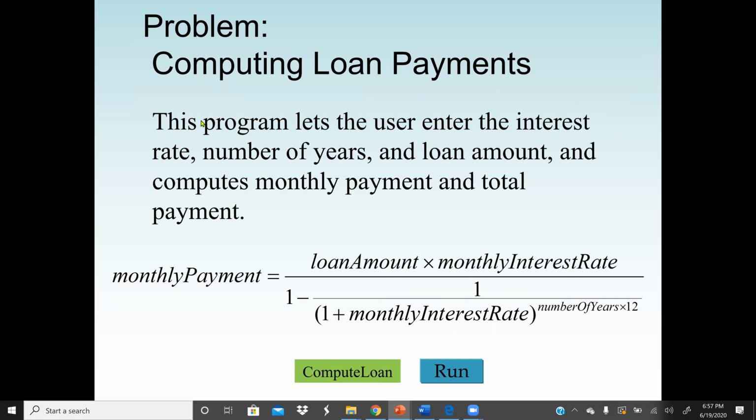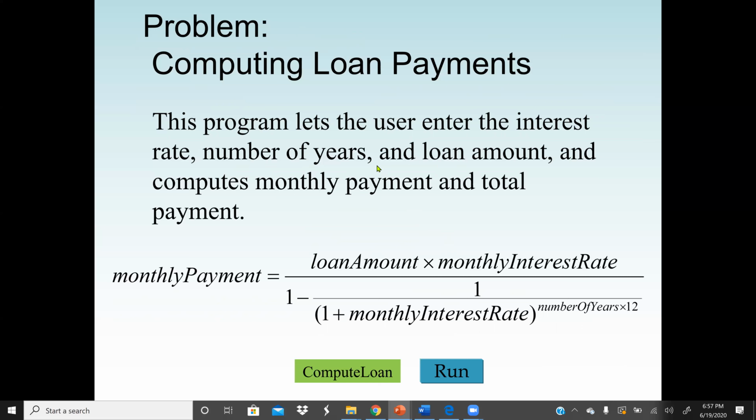So here we have a program as an example. This program will let the user enter the interest rate, number of years, and a loan amount, and it will compute the monthly payment and total payment. So here we first understand the problem. We analyze the problem also. So the first stage is the requirement analysis. This is where we understand the problem. What are the input, processing, output? Then we analyze the system.